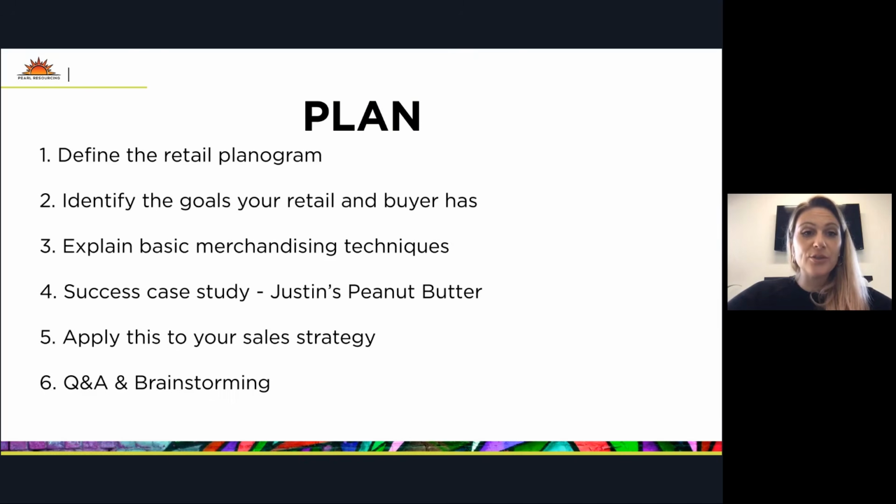The way we're going to do that is we're going to first define what the retail planogram is, identify what the goals your retailer and buyer have, because they have to use this planogram. And if you understand their goals, you can better speak to them and adjust your sales strategy. Number three, we're going to explain the basic merchandising techniques, which are the tools that most retailers use to be able to maximize their goals on the planogram.